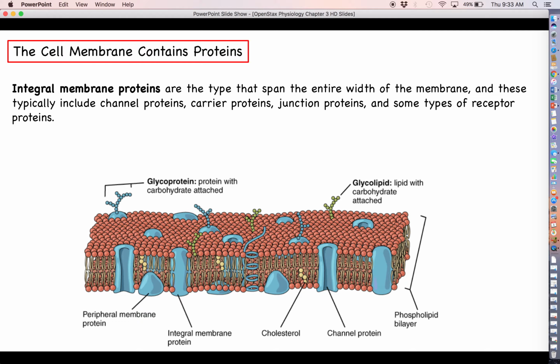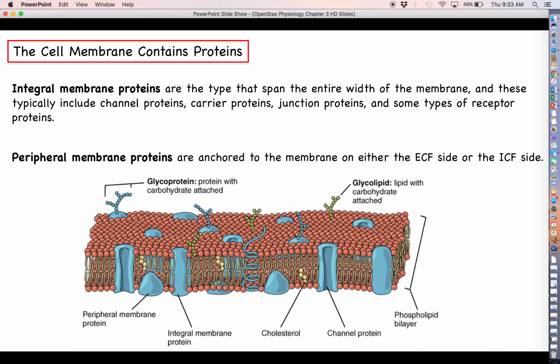And then other than integral membrane proteins, you also have peripheral membrane proteins. These are the type that are generally anchored to one side of the membrane or the other. So you're either going to find them on the intracellular side, like what you see here, or the extracellular side out here. You find them on one side or the other, but they do not go all the way through.